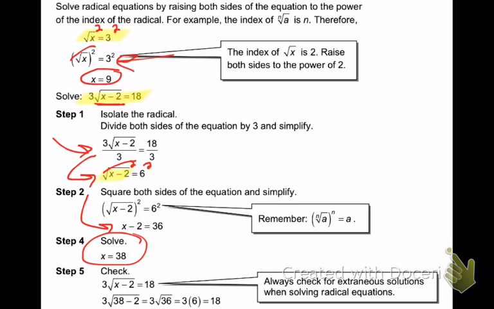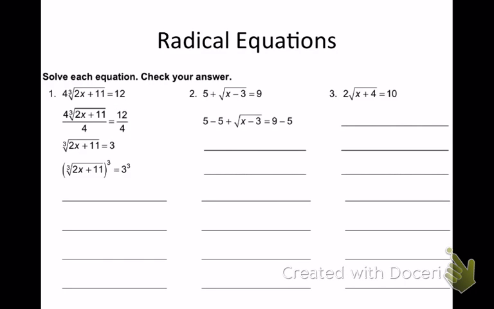Okay. How's it looking so far? Turn that frown upside down. It's all right. Number 1, solve each equation. Check your answer. So I have 4 times the cube root of 2x plus 11 equals 12. Now notice I want to get the radical alone first. What would I need to do to both sides to get the radical alone? I need to divide both sides by 4. So I need to get rid of that 4 out in front. Cancels. I get cube root of 2x plus 11 equals 3.